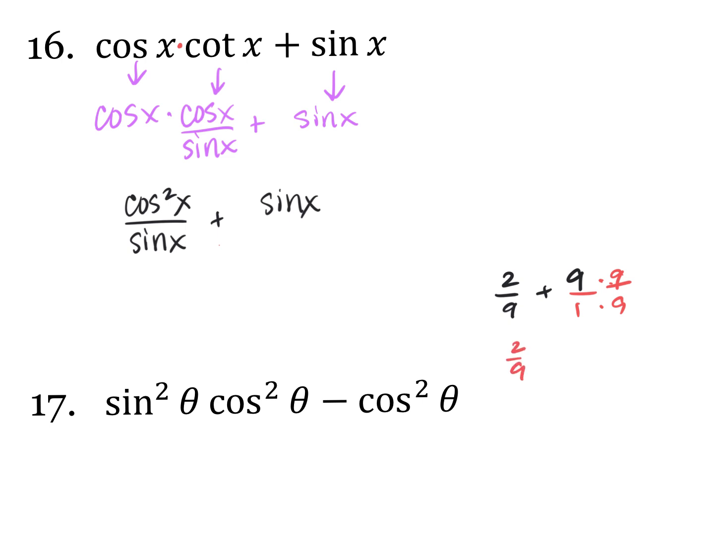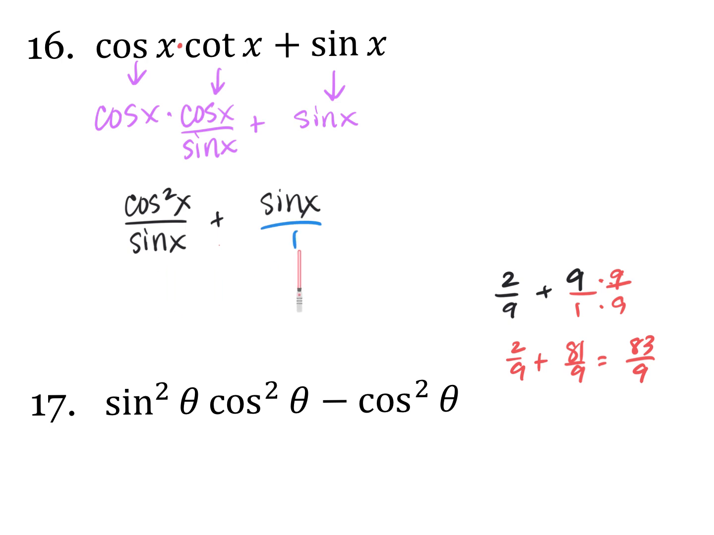That would get me 2/9 plus 81/9, which is going to get me 83/9. I'm leaving that there because we're comfortable with that. This is what we're uncomfortable with, but we're doing the exact same thing. I'm going to go put this sine over 1.